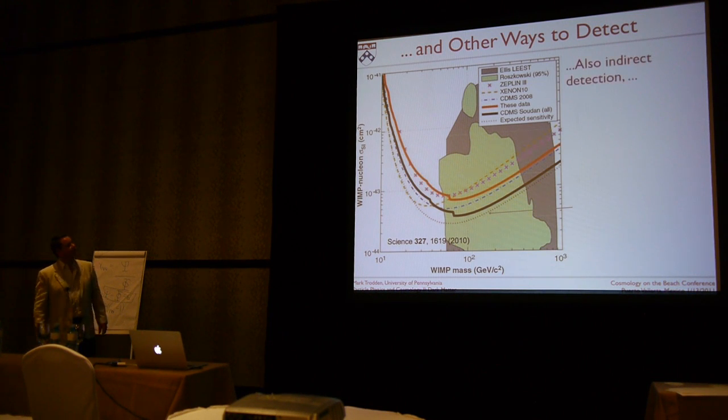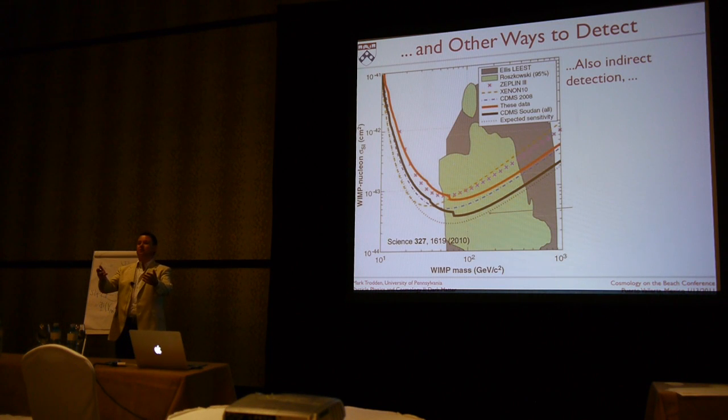Okay. There's also indirect detection. You can look in the galaxy at places where you expect densities to be high, like the core. This all depends on astrophysics and how cuspy the centers of galaxies are. You can look for dark matter to annihilate and give off signals, and people do that. In fact, there's been a bit of fuss over things like that in the last few years, although it seems to have calmed down a little bit recently.